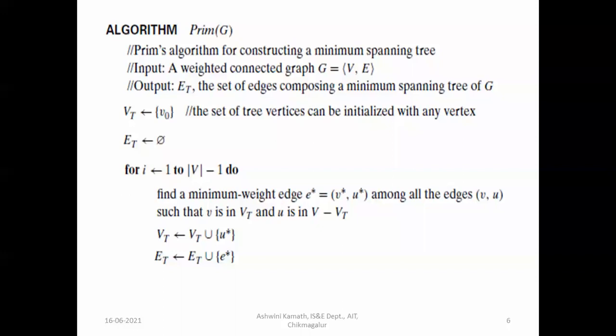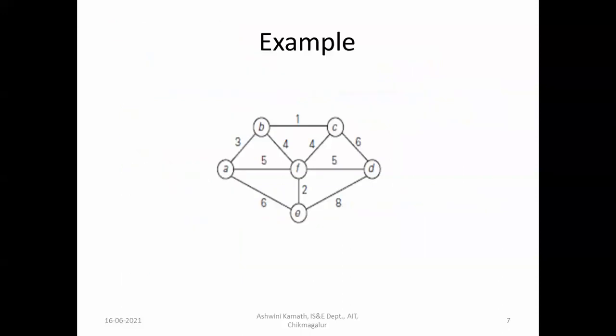will be continued until all the vertices are added to the tree. If it creates a cycle, that particular edge will not be added. If it doesn't create a cycle, that particular edge will be added. So return ET, then it will return the set of edges of the spanning tree.